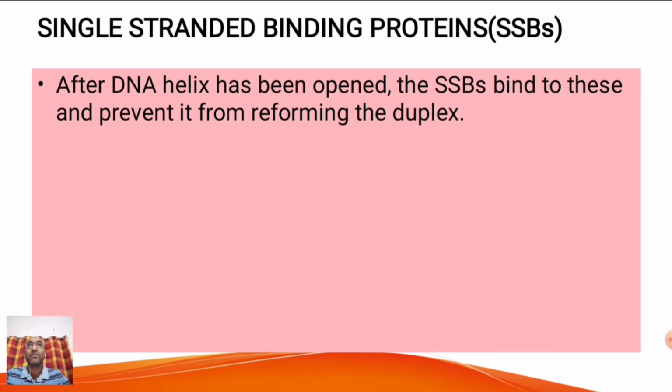Now the two strands have been separated. If there were no SSBs, they would again form hydrogen bonds, combine, and form a DNA duplex. To prevent that, SSBs bind to these two strands. Got it? So they prevent the reforming of the duplex.